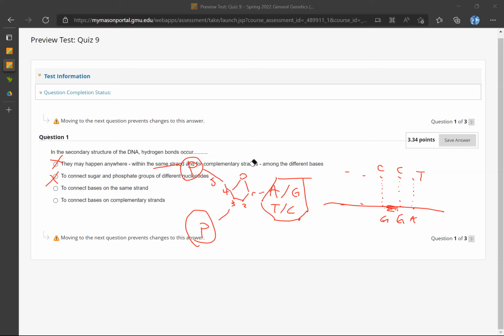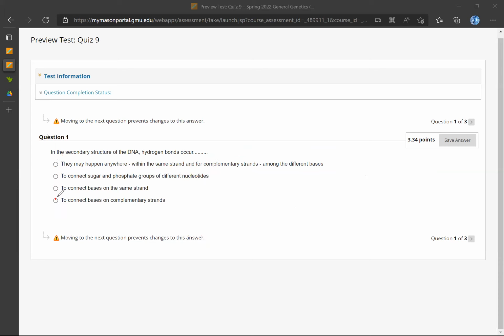To connect bases on the same strand, we already verified earlier that that does not happen. So yes, like you all said, the answer is, can I get the pen away? D.